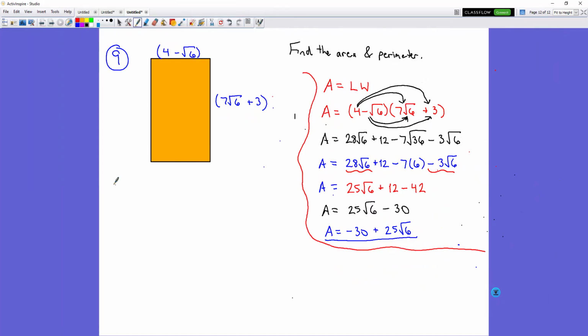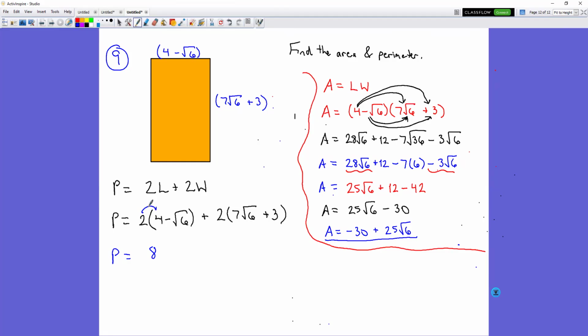And so to find the perimeter, remember, perimeter is 2 times the length plus 2 times the width. So basically what that means is that the perimeter is going to be 2 parentheses 4 minus square root of 6, that's the length, plus 2 parentheses 7 square root of 6 plus 3. Okay, so what we're going to do basically is just multiply the 2 into the first parentheses. So perimeter equals 2 times 4, which is 8. Okay, so it's going to be 8, and then 2 times this, so it's going to be minus 2 square root of 6.